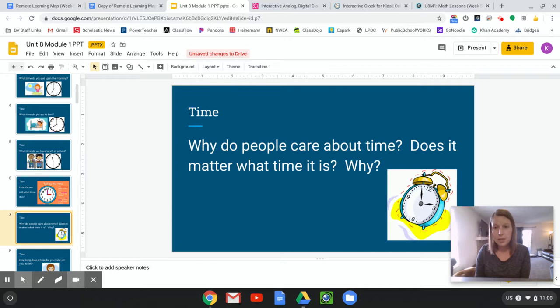One reason people care about time is because we have to be places at the right time. So for example, when the school day starts, you need to know what time it is so that you get to school on time. Or maybe you have a practice for a sports team. You have to be there on time. People are counting on you to be places at certain times. So that's why it's important to know what time it is.